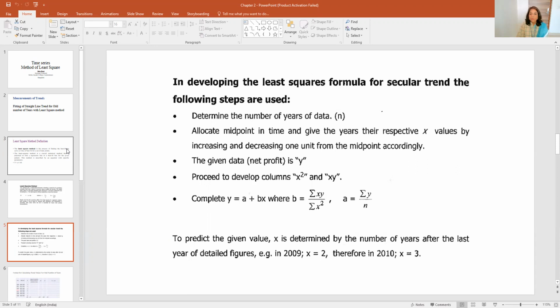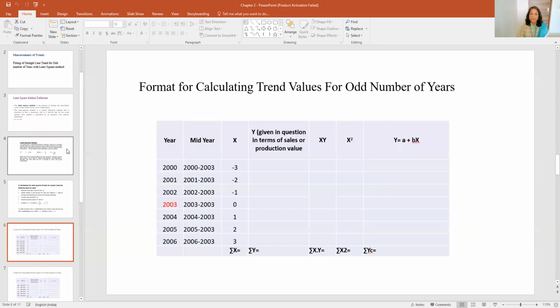In this type of straight line least square method, the x value should be calculated from the mid-year. If it is an odd number of years, the mid-year will be 0. Above the mid-year, it will be -1, -2, and -3. Below the mid-year, it will be 1, 2, and 3. This is the format which you have to remember for calculating the trend values for odd number of years.